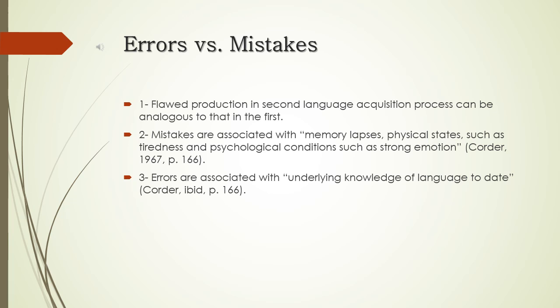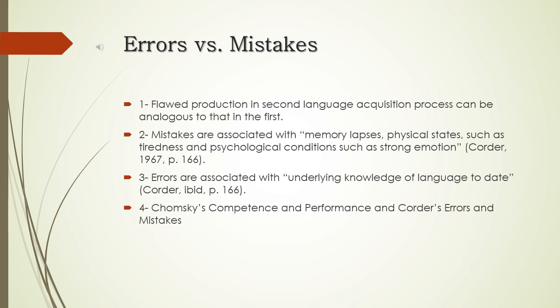The categorization of different types of performance flaws translates directly to different terms used to refer to each type. Stephen Pit Corder refers to flawed production that is not systematic and solely the outcome of memory lapses, physical states such as tiredness, and psychological conditions such as strong emotion as mistakes. On the other hand, flawed production that is the outcome of incompetence at the level of underlying knowledge of language to date is referred to as errors.